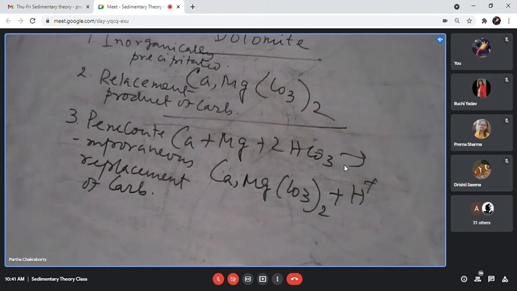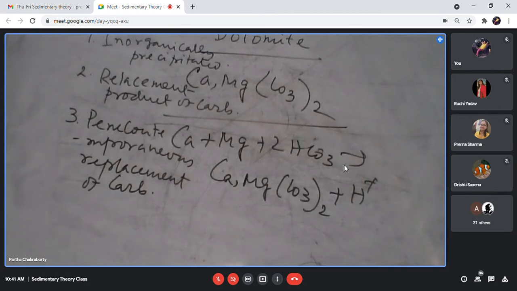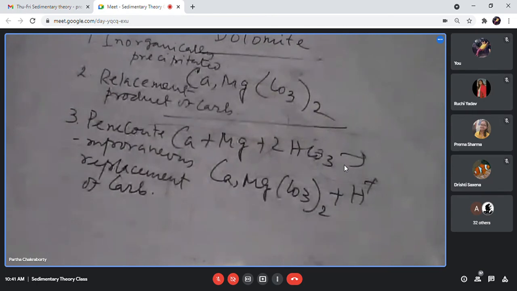First, start with inorganic precipitation. Many people said that dolomites are so prevalent because they are basically precipitated from the water. Now, those people who are objecting to it, what is their major argument? They say that dolomite is an extremely ordered structure, where 50% of the cations are represented by calcium and 50% by magnesium. Okay?